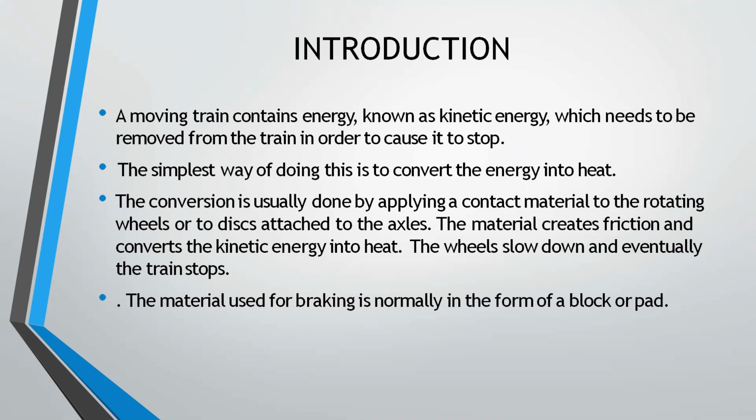So the kinetic energy is converted into heat energy in any type of brake you apply in automobile vehicles. The conversion is usually done by applying a contact material to the rotating wheels or to discs attached to the axles. The material creates friction and converts the kinetic energy into heat. The wheels slow down and eventually the train stops.